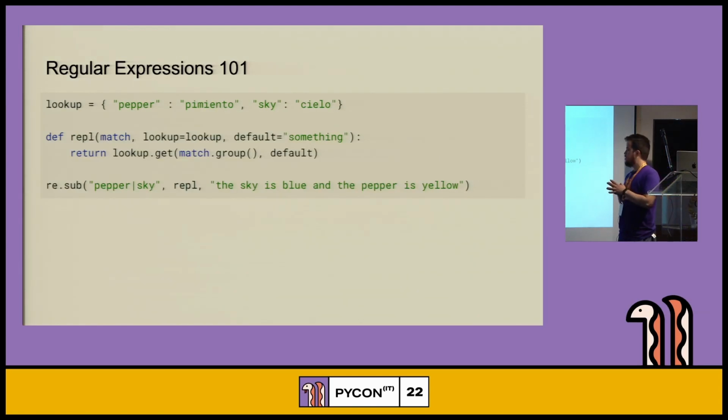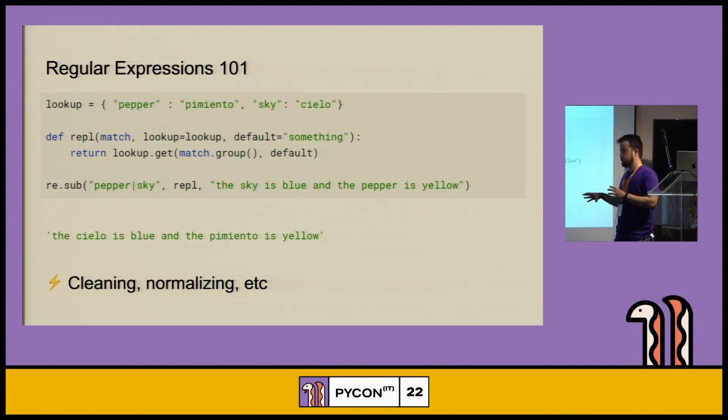And now, some unknown feature is that repl can also be a function. It's not only a string. So you can use this property of the sub function in conjunction with a dictionary to replace each word with a particular example. For example, here in lookup we have a dictionary that will map pepper to pimiento, the Spanish translation of pepper, and sky to cielo, again the Spanish translation, and it will replace each match by the corresponding value in the dictionary. The cielo is blue and the pimiento is yellow.